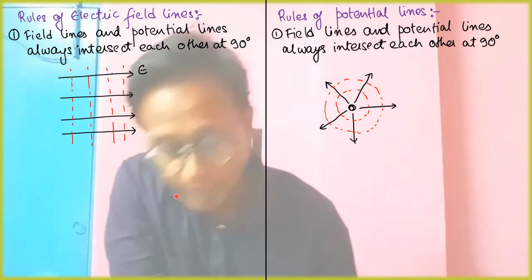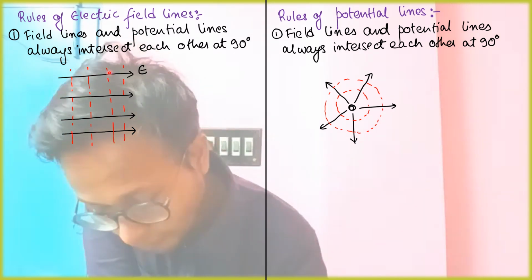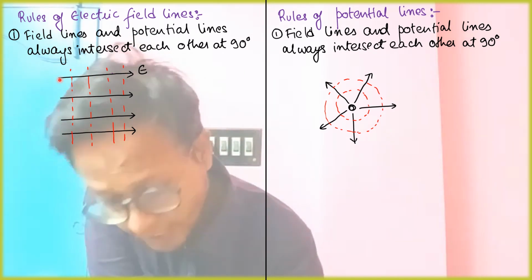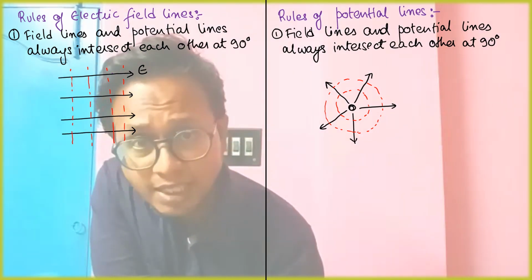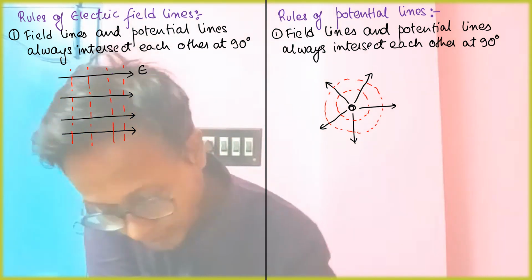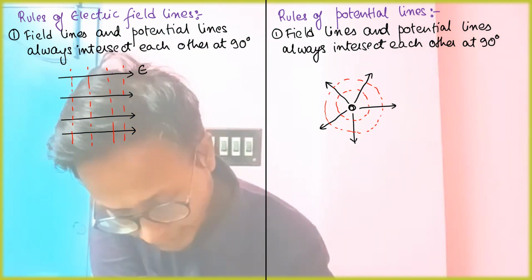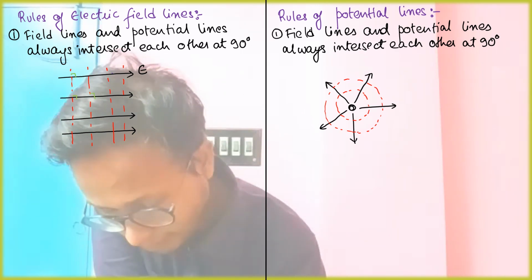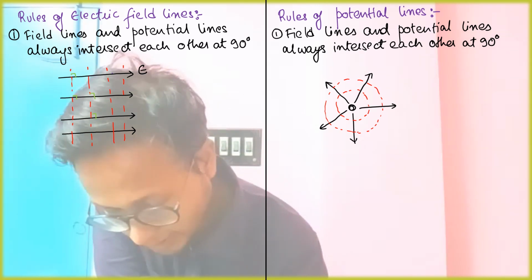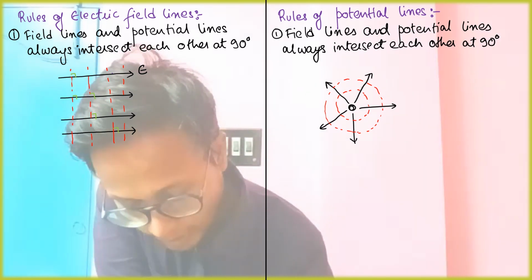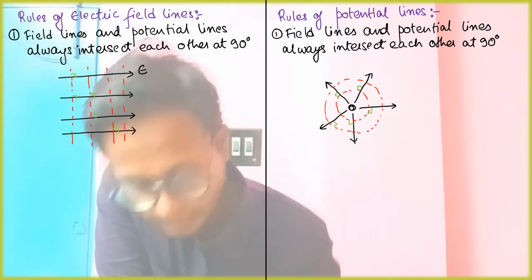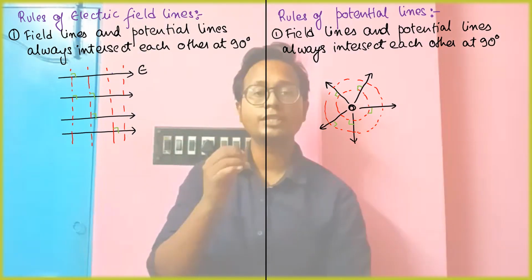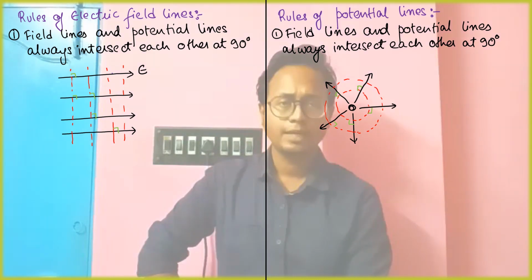What I'm trying to say is, at the point of intersection, whenever electric field lines and potential lines intersect each other, they'll always intersect at a 90-degree angle. Whenever they're intersecting, they're always intersecting at a 90-degree angle. So field lines and potential lines always intersect each other at 90 degrees.